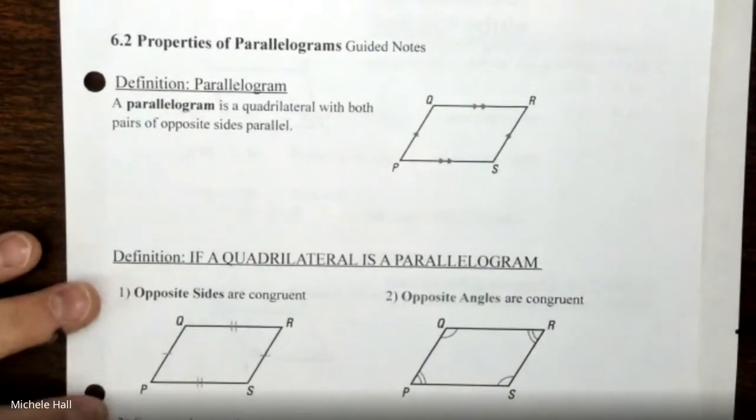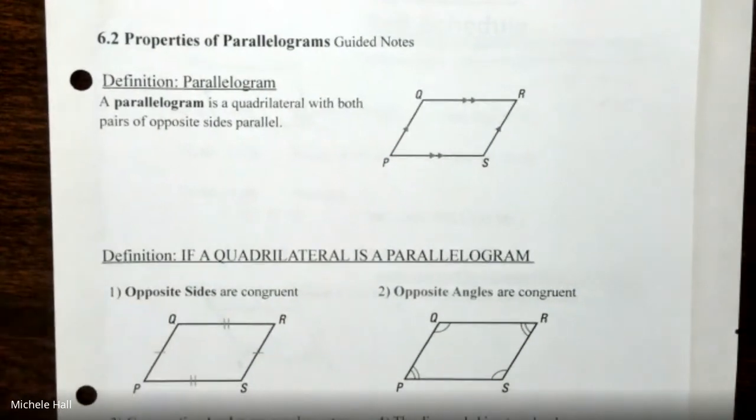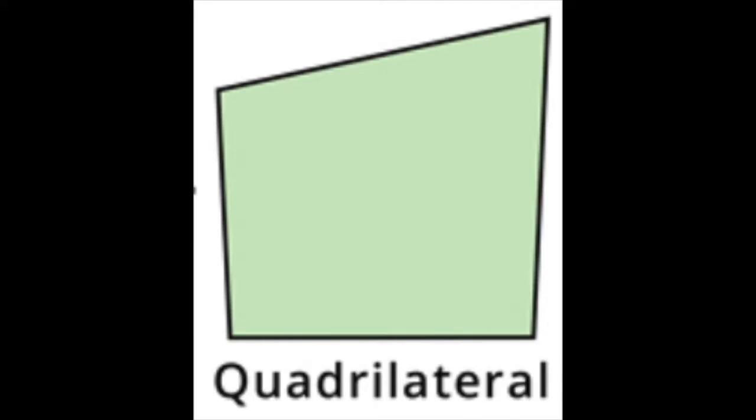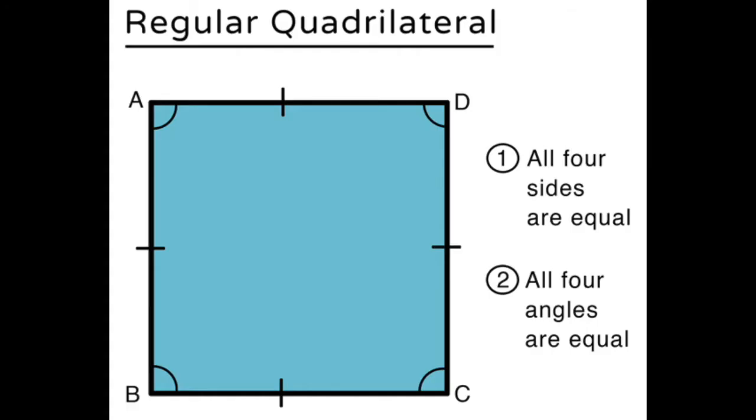Okay, here we go. Properties of parallelograms. Okay, definition. A parallelogram is a quadrilateral. What's a quadrilateral? 4 sides. What would be 4 equal sides? What would that be called? 4 sides is a quadrilateral.